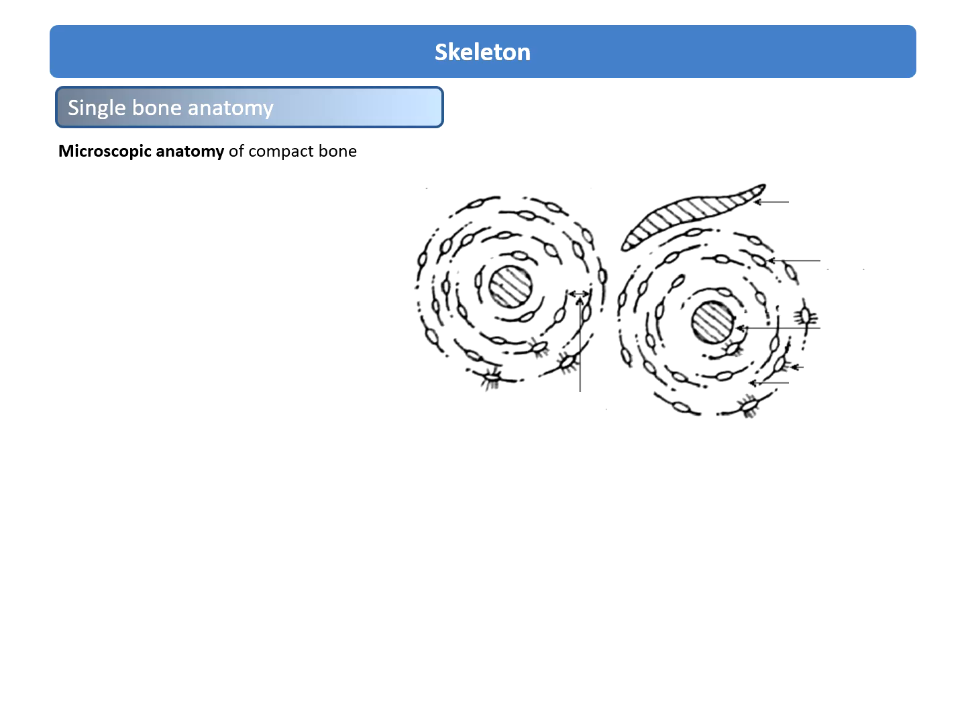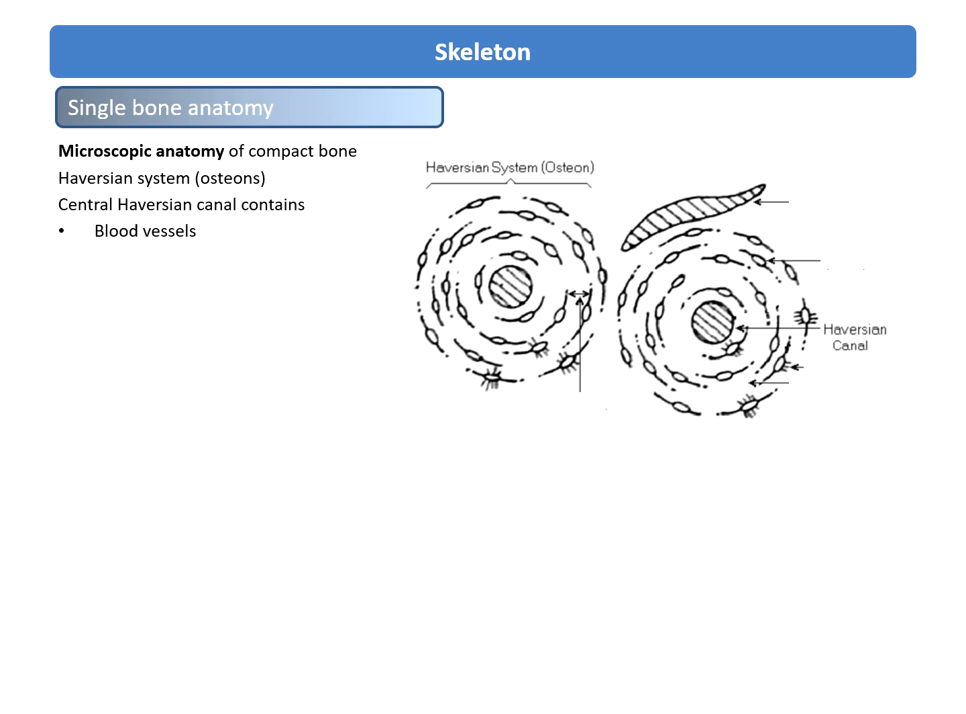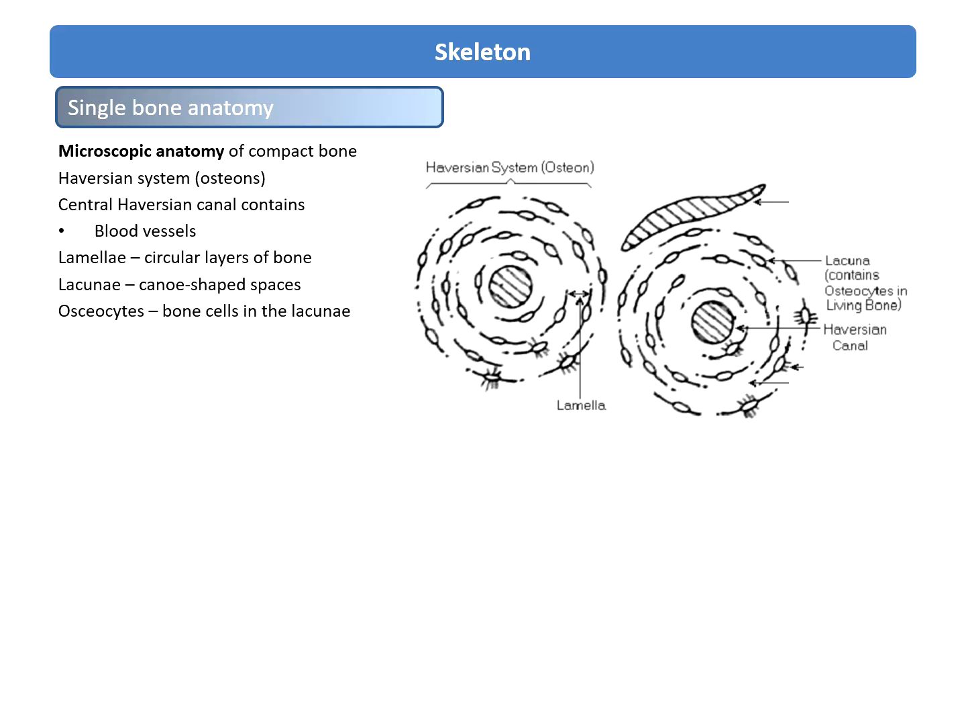What about the microscopic anatomy? This will be compact bone. It consists of Haversian systems, osteons, which are arrangements of circular bone material around the central canal, the Haversian canal. The canal contains blood vessels, nerves, and lymph vessels. Surrounding the Haversian canal are the circular layers of bone, lamellae. And within that are canoe-shaped spaces called lacunae. Now, the lacunae contain bone cells, osteocytes.